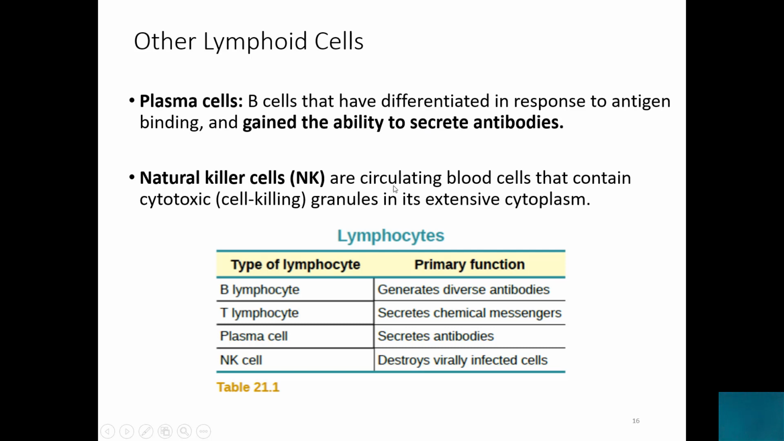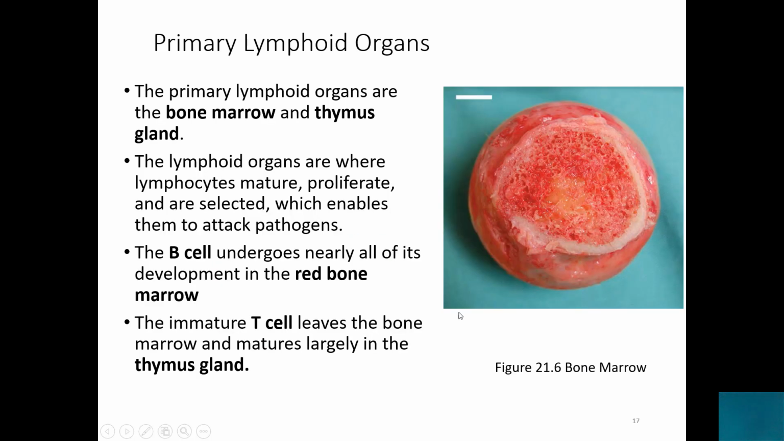Natural killer cells are circulating in the blood all the time, and they have cytotoxic granules. Cytotoxic means they are toxic to cells, so they have cell-killing granules in their cytoplasm, and they can destroy virally infected cells.